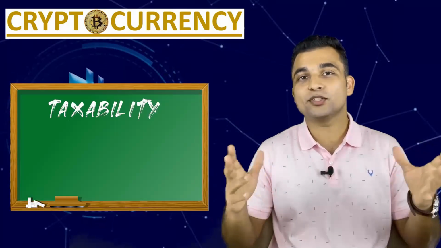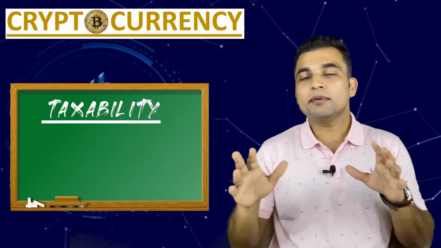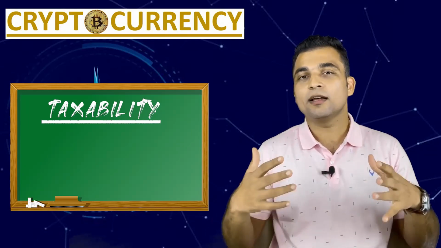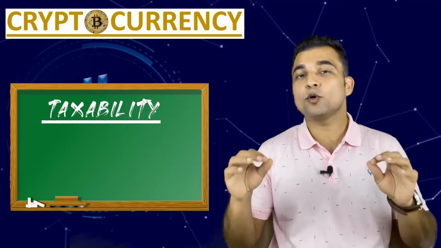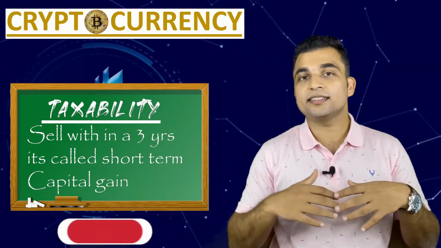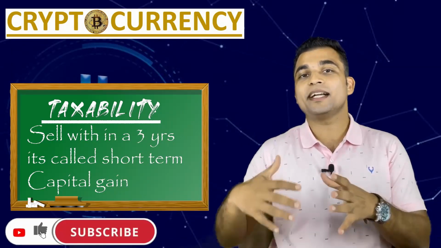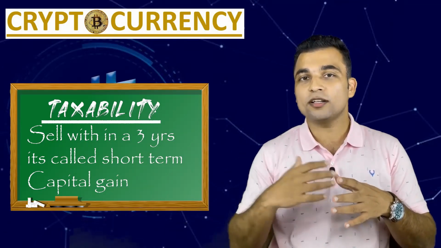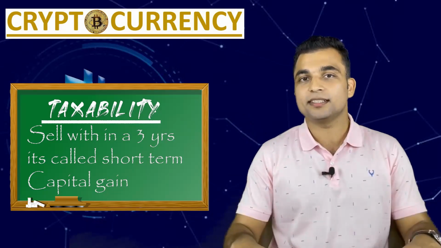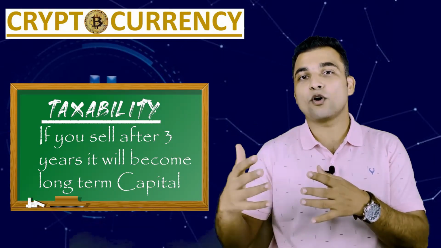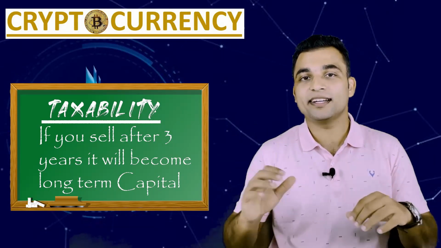Now the last and most important aspect is the taxability in case of cryptocurrencies. The income tax department has not issued any clarification regarding cryptocurrency taxation, but as far as my understanding is, cryptocurrency is a capital asset. If you sell cryptocurrency within a period of 3 years, it becomes short-term capital gain, which will be taxed as per your slab rate. In case you fall under the 30% bracket, even the short-term capital gains will be taxed at 30%. If you sell after 3 years, it becomes long-term capital gain, and the gain that you have got will be taxed at the rate of 20% with indexation.